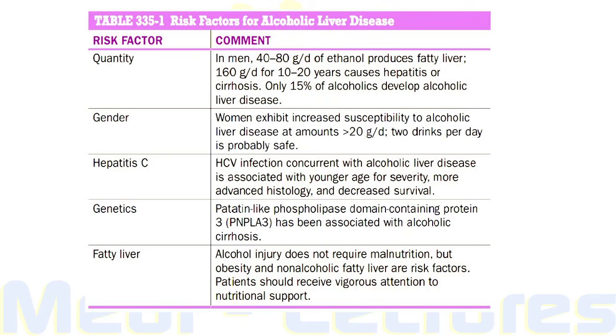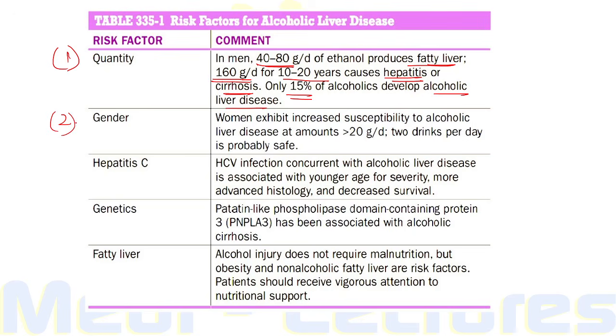Now, what are the risk factors for alcoholic liver disease? First one is the quantity, as we have discussed. In men, 40 to 80 gram per day of ethanol will produce fatty liver, while 160 gram per day for 10 to 20 years will cause hepatitis or even can lead to cirrhosis. But it is important that only 15% of alcoholics will develop alcoholic liver disease, not all alcoholics.